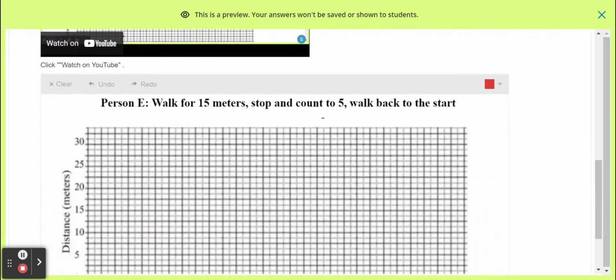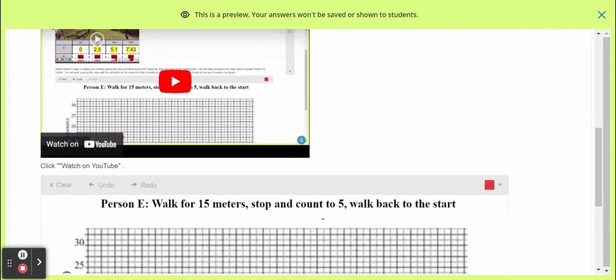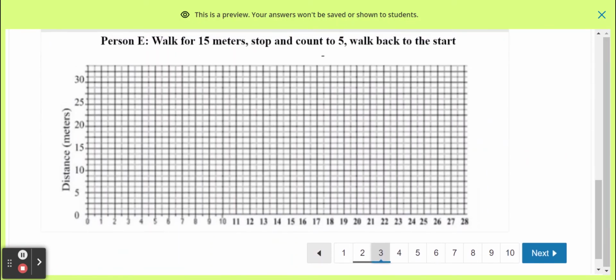The only other thing that I'm going to show you is person E, because person E is going to be a little tricky. You're going to graph just like we did for 0, 5, 10, and 15 meters. But notice there are 2 times for 15 meters. So you're going to have one dot that's for your first time at 15, and then you're going to place another dot at 15 meters, but at the greater time.